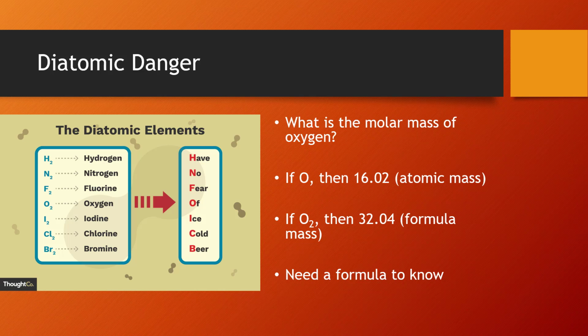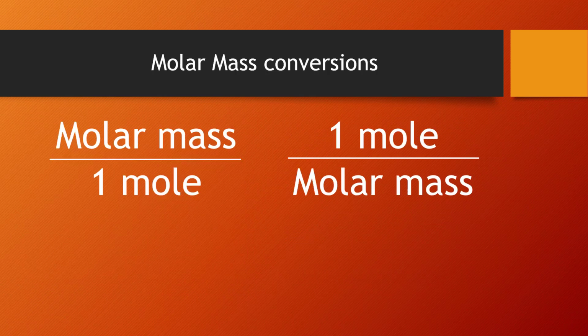So what's the molar mass of oxygen? Well, this is one of these problems. If you're just thinking oxygen like monoatomic, which doesn't exist in nature, then 16.02. Oops, not 15.99, as I said earlier, my bad. If O2, though, then it's 32.04 because it's a formula mass, because that's a molecule you're talking about now. So you actually need a formula. So if someone says, like, hey, what's the molar mass of oxygen? Well, the gas or the single atom really makes a big difference for this. And that's going to be true for all of the diatomic elements.